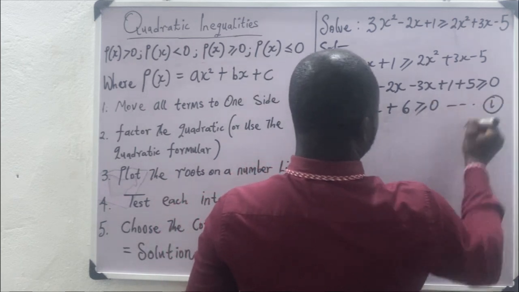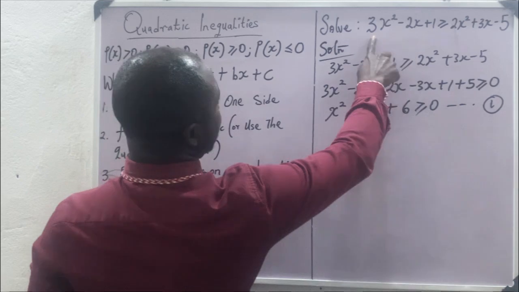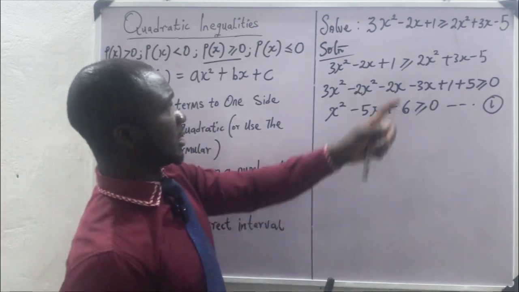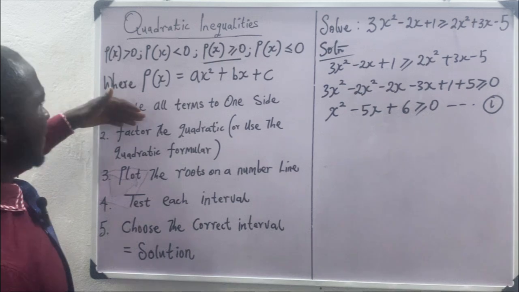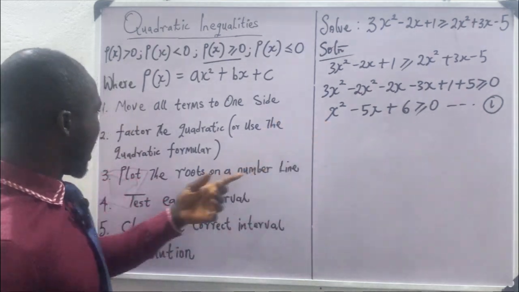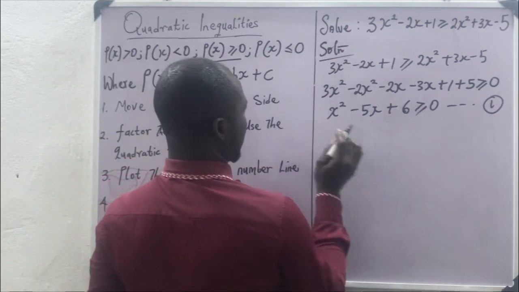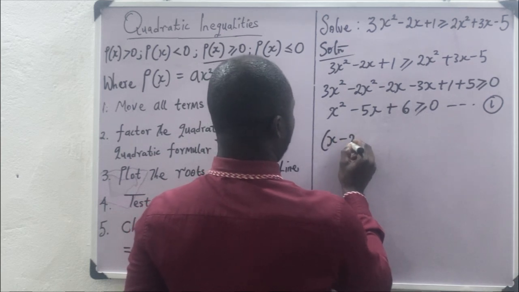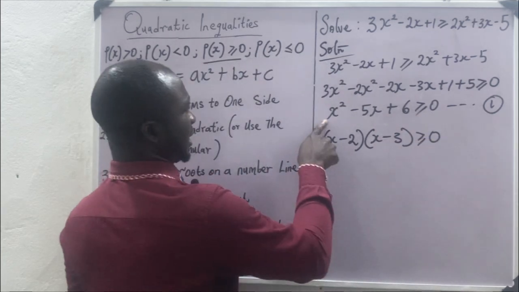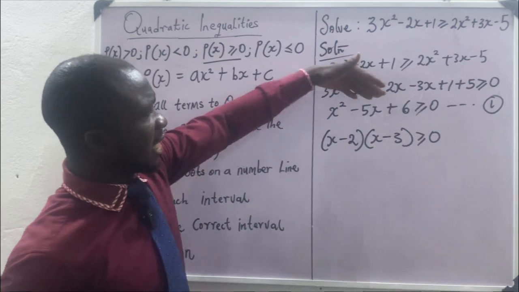So we have made this inequality assume this form. The next thing is for us to factor this quadratic expression since it is factorizable. If it is not factorizable, we make use of the quadratic formula to obtain the roots. Since it is factorizable, we go ahead and factorize it, and we obtain x minus 2, x minus 3 greater or equal to 0. So if you factor this expression, this is what we get. And so we are going to obtain the roots of this inequality.